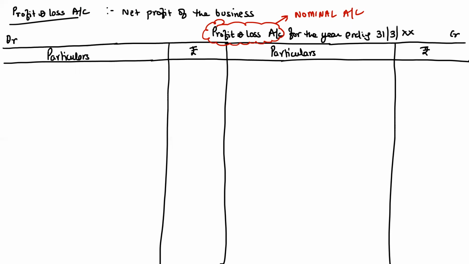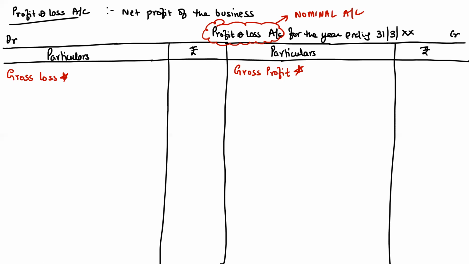So the starting point of profit and loss account is transfer of gross profit from trading account to P&L account. So if there is gross profit, you are going to write it on the credit side. And if there is gross loss, you will write it on the debit side. So either you will get gross profit or gross loss. You cannot get both of them together. ठीक है? तो दोनों में से एक चीज होगा तो वो आएगा.